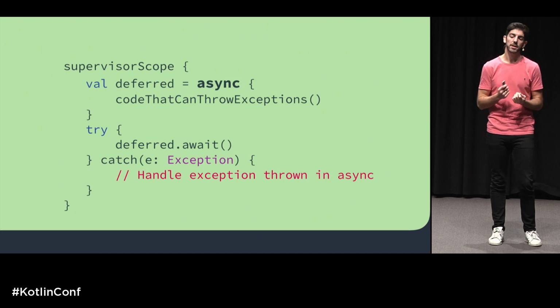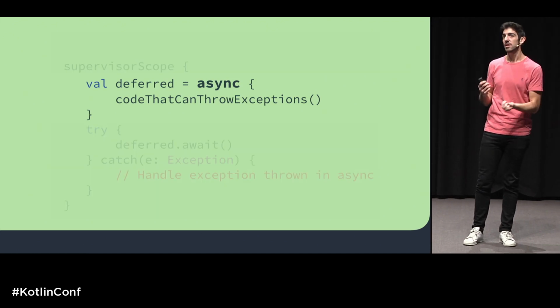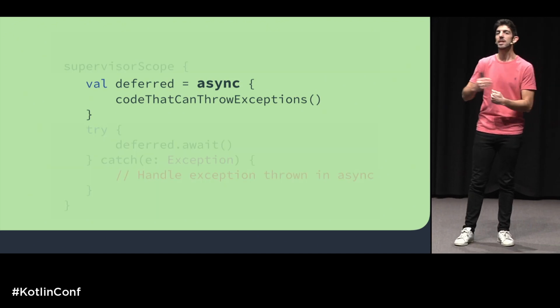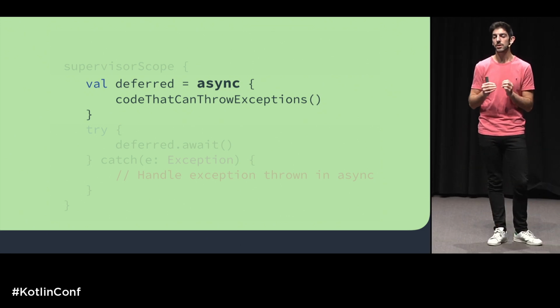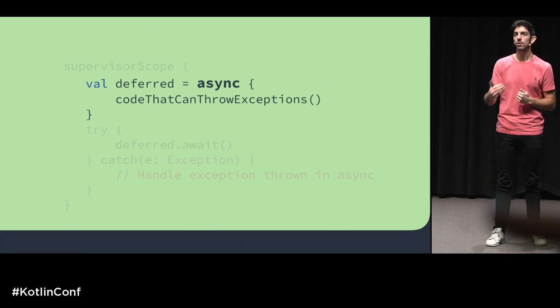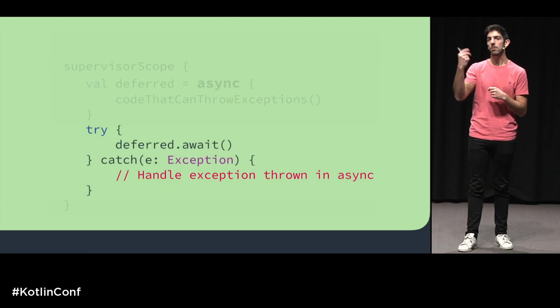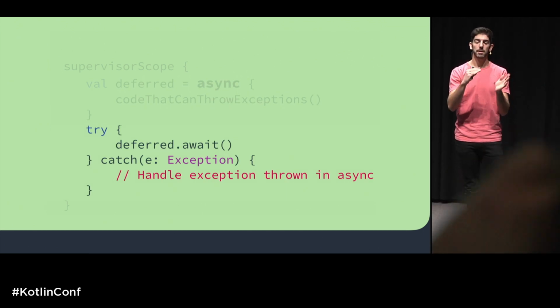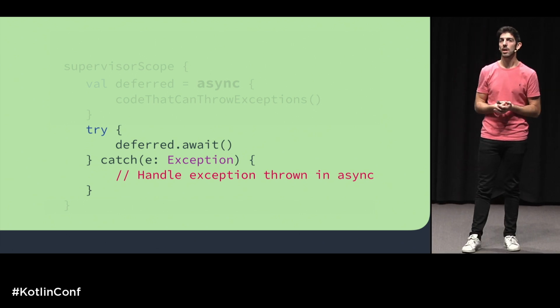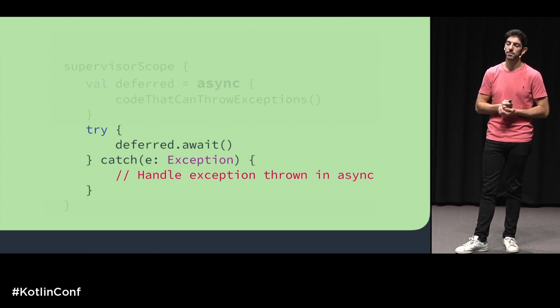Whereas with async, it doesn't work in that way. You don't need to wrap it inside the try-catch, because async itself is not going to throw the exception. Calling await will throw the exception thrown in async. So having that in the try-catch is going to work as expected. It's going to be handled.